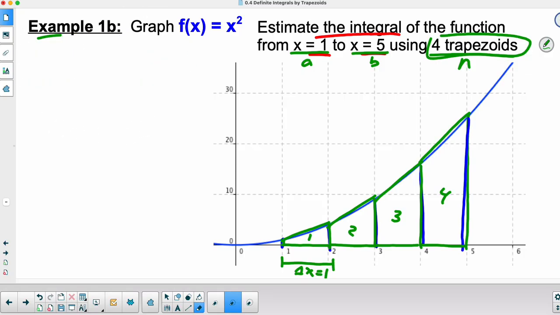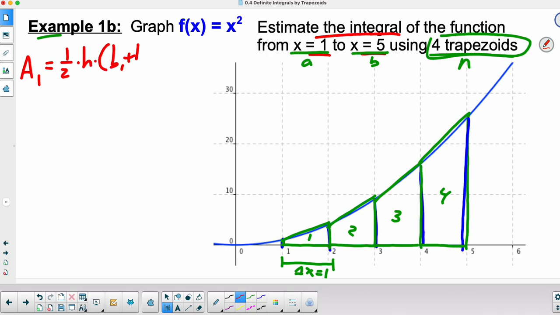Now, secondly, I'm just going to do some brute force. I have 4 trapezoids here. I want to find the area of all 4 of these. So the area of my first trapezoid, I'll call it A1, looks like this. Again, the formula for a trapezoid is 1/2 height times base 1 plus base 2.